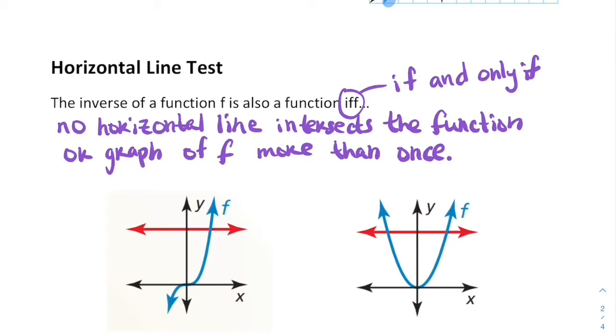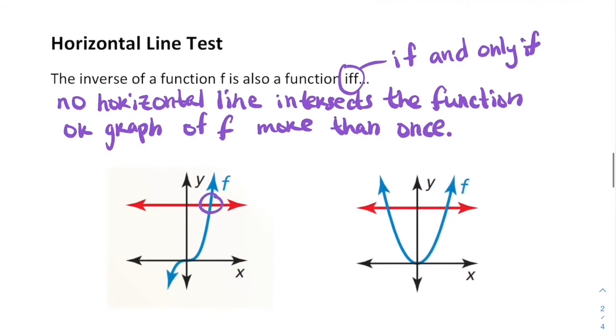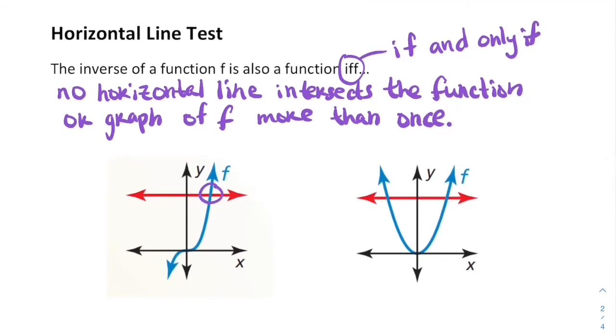So if we take a look at this first one, it looks like a cubic function, and the red is our horizontal line. I'd like for you to go ahead and take your writing instrument for a second, your pen or pencil, and just pretend that that's your horizontal line and go up and down across this graph. How many times do you cross? Is there ever a place where it crosses more than once? And the answer should be no. So that means since it only crosses once, it has passed the horizontal line test, and the inverse is a function.